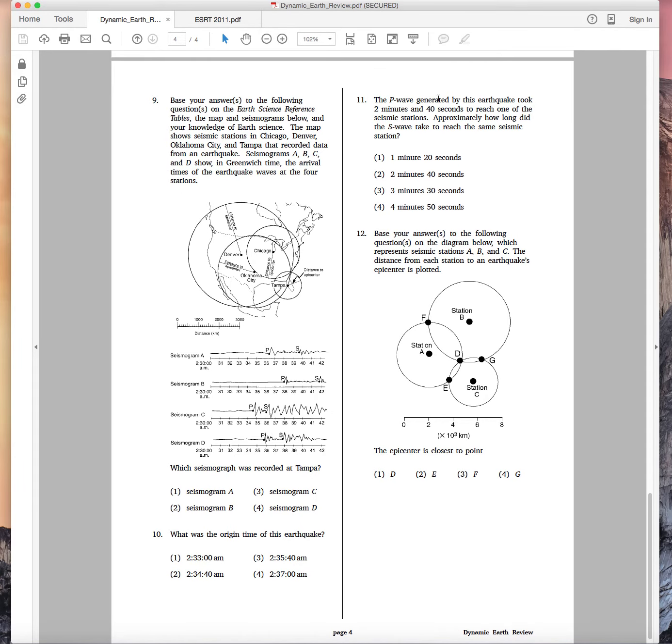All right, number 11. The P wave generated by this earthquake took 2 minutes and 40 seconds to reach one of the seismic stations. Approximately how long did the S wave take to reach the same seismic station? Okay, so it took the P wave 2 minutes and 40 seconds. How long did it take the S wave to reach the same station?